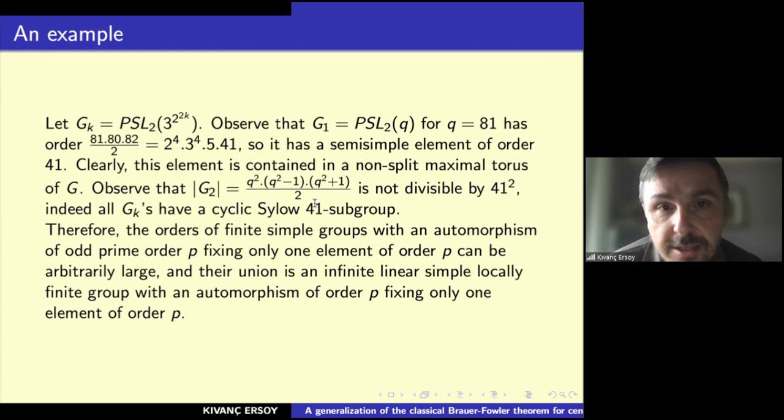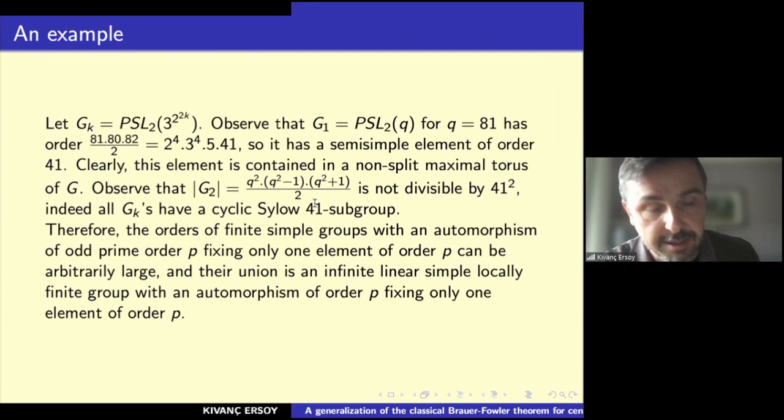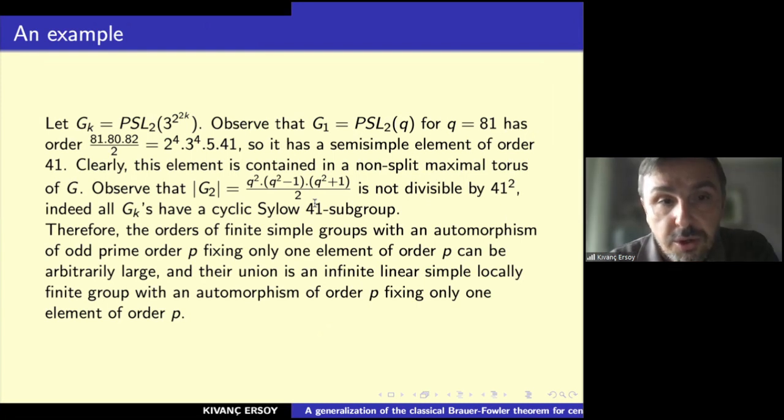And if you consider the union of these groups G_k = PSL_2(3^(2^(2k))), the union is an infinite simple locally finite group, but the maximal Sylow 41-subgroup is cyclic. So if you have an automorphism of order 41, it only fixes one element of order 41, because the elements fixed by this automorphism should be contained in the torus. So this is a very different situation from case 2.